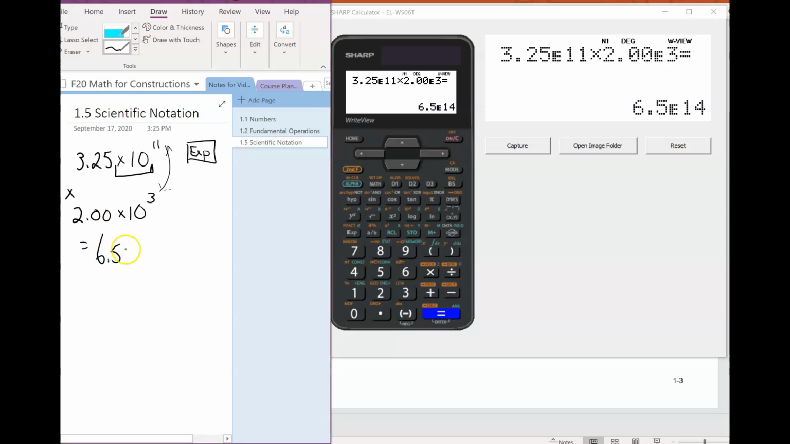6.5. The calculator says E14, so that means you don't write it this way. You write 6.5 times 10 to the 14. All right, so I encourage you to take a look on your calculator and find a scientific notation button. It could be EXP, it might be EE. If you don't have that, then you might just have a 10 to a power, which is the second function of the log button. So that will work as well, but you must practice with it and see how your calculator works.